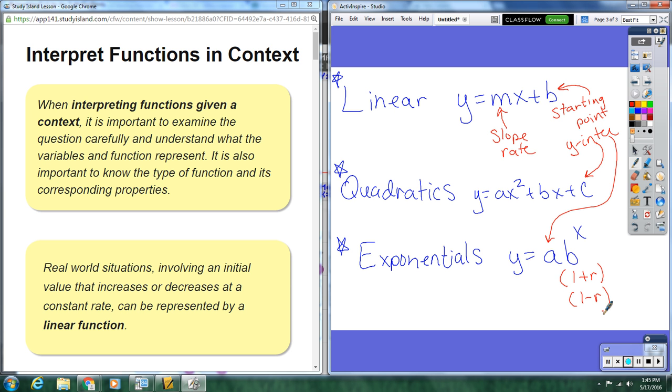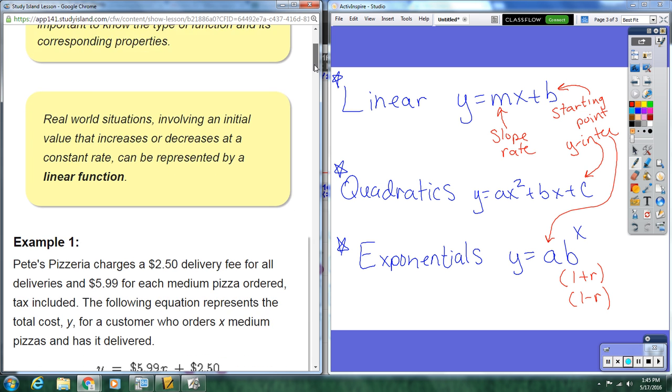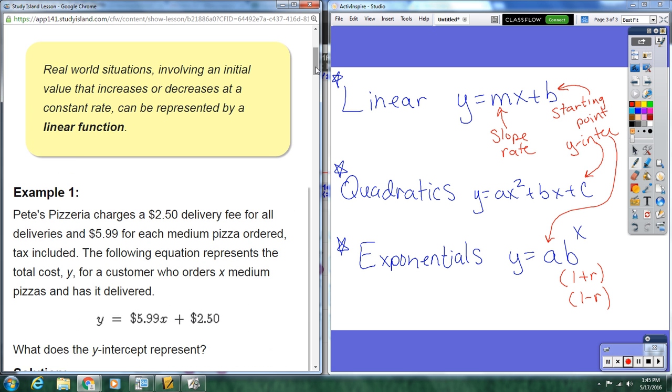Alright, so now, back over here to this. A pizzeria charges a $2.50 delivery fee for all deliveries. No matter how many pizzas you order, they're going to charge you $2.50 to come to you and bring you the pizza. And $5.99 for each. Keyword, we discussed this over and over. The rate. That's the slope. For each medium pizza order, tax included. The following equation represents the total cost Y for a customer who orders X medium pizzas and has it delivered. So I gave you the equation here.